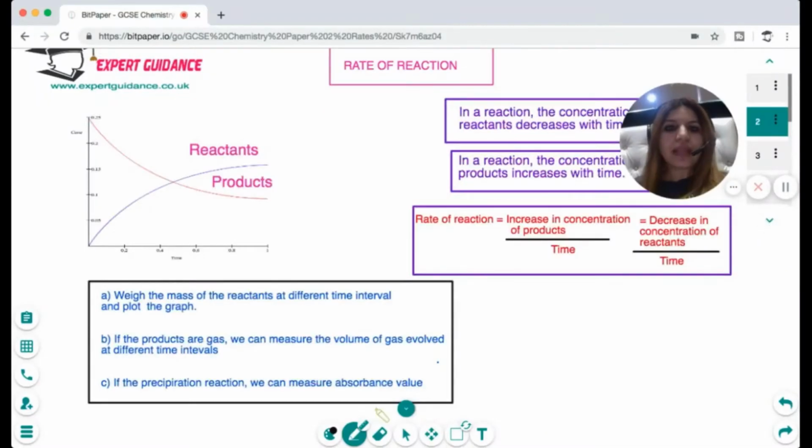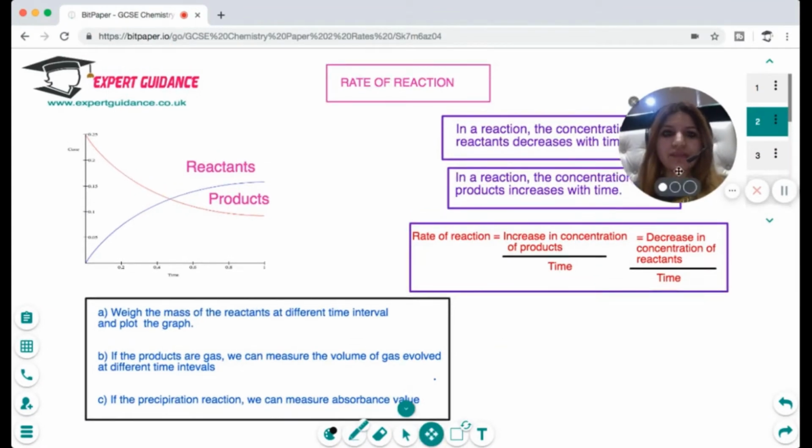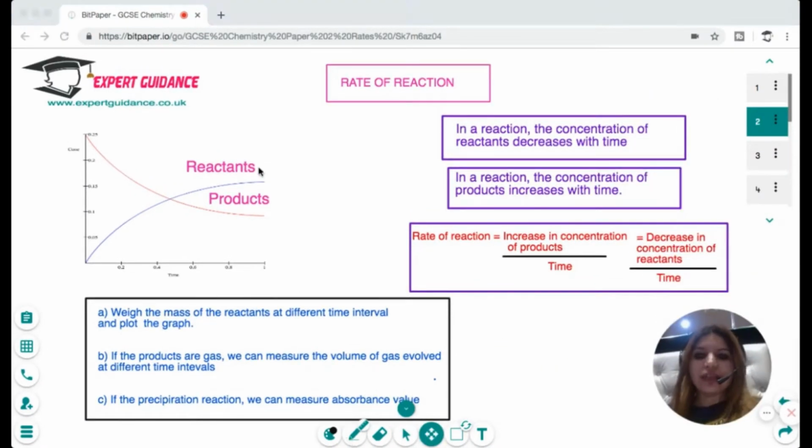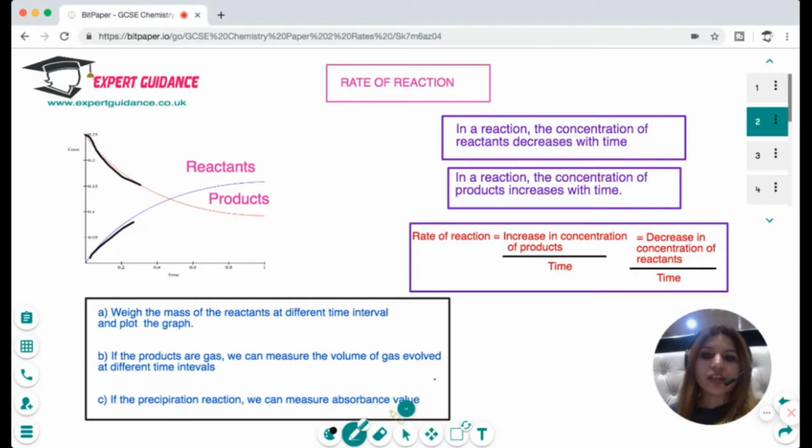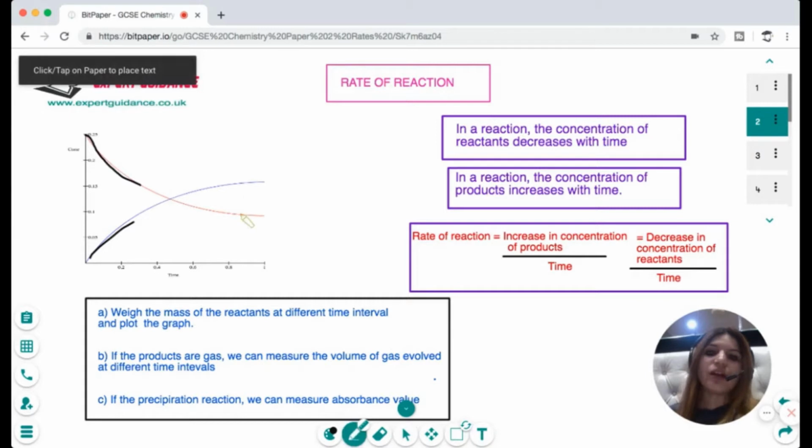Now, what is a rate of reaction? If you see any reaction, it has reactants and products. What happens to the reactants with time is that their concentration starts to fall, and on the other hand, the product's concentration starts to build up. So this is the graph. The blue graph is of the products, and this red graph is showing us the reactants, that the level of the reactants is decreasing with time and the products is being built up.